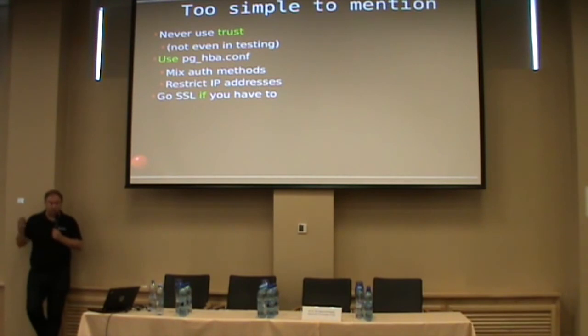And restrict the IP addresses. Like, don't ever put the 0.0.0.0/0 in there unless it ends in reject, which is the implicit one if nothing matches anyway, but you know, that's a good start. And use SSL if you have to.